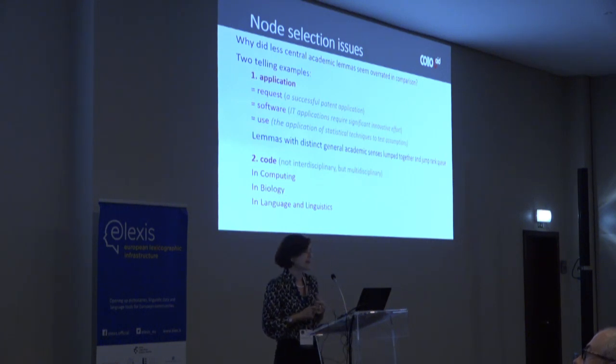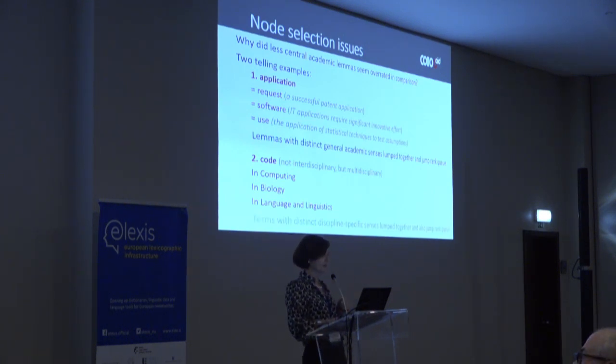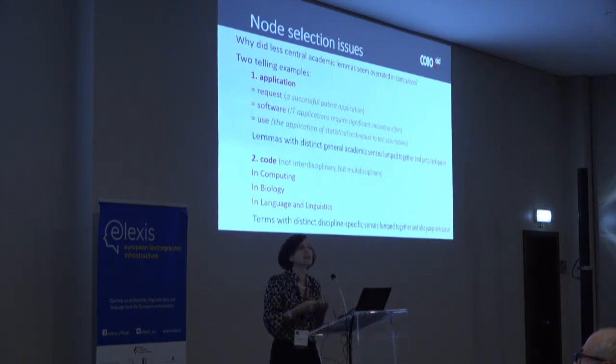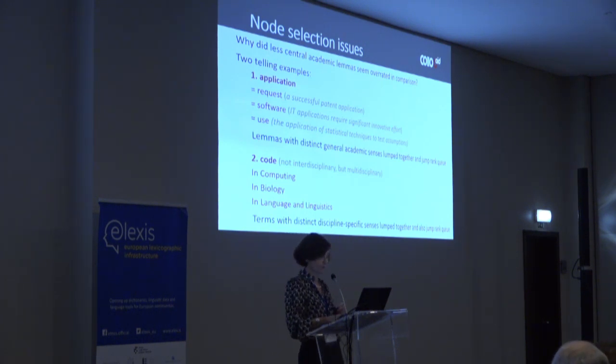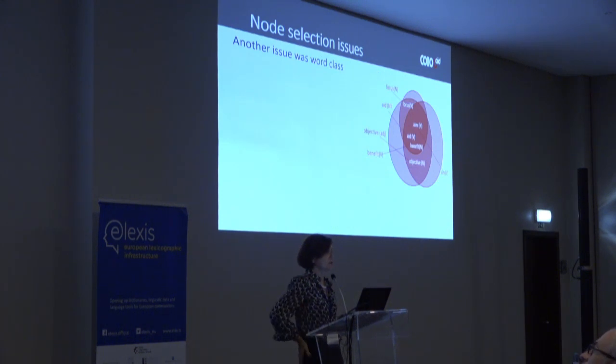Another interesting case is code, where through dispersion figures, it looks as if it's interdisciplinary, but it's not. It's multidisciplinary. You could use code in very different ways in computing, in biology, and in language and linguistics. So here, terms with distinct discipline-specific senses get lumped together in word lists, and they also end up jumping the rank queue. Another issue was word class.